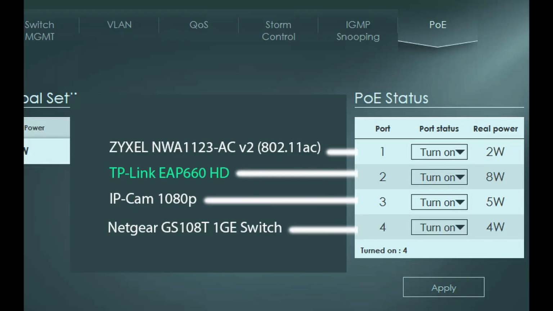The maximum power consumption of the TP-Link EAP660 HD is 15 to 17 watts, so you need an 802.3at switch or injector to connect via PoE, also known as PoE Plus. But there are no problems with this now. Almost any PoE switch released over the past 3 years has support for PoE Plus.